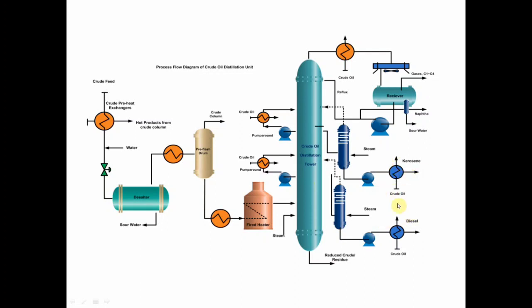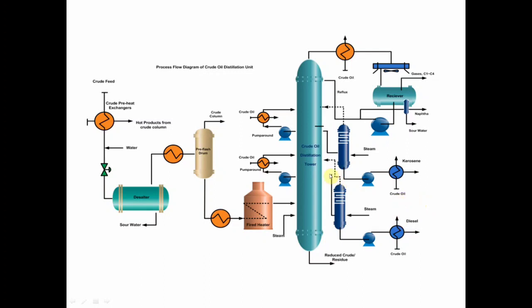Similarly, for the light gas oil and heavy gas oil, the light gas oil is heated to 270 degrees Celsius to 340 degrees Celsius. And for heavy gas oil, it is heated up to 340 degrees Celsius to 365 degrees Celsius. And residues are above 365 degrees Celsius.